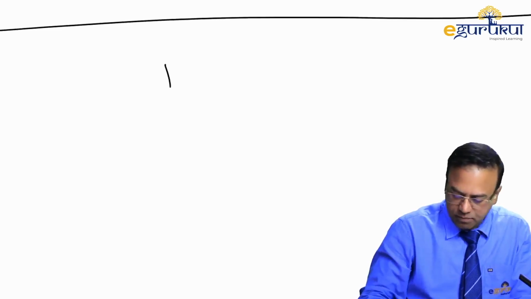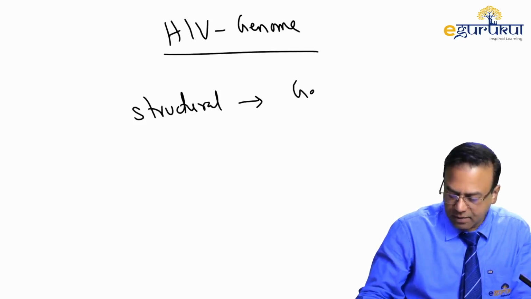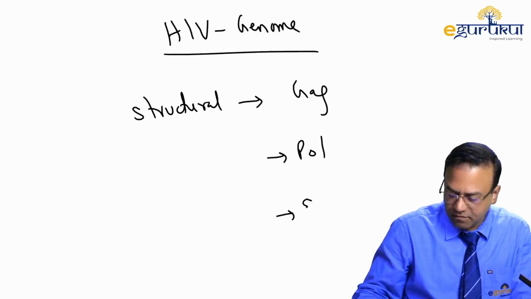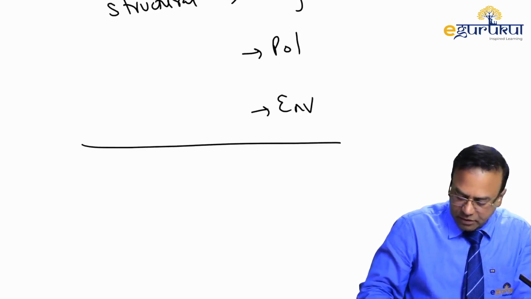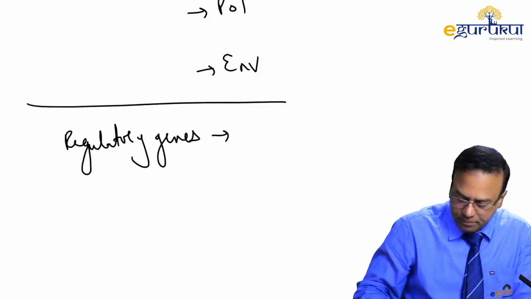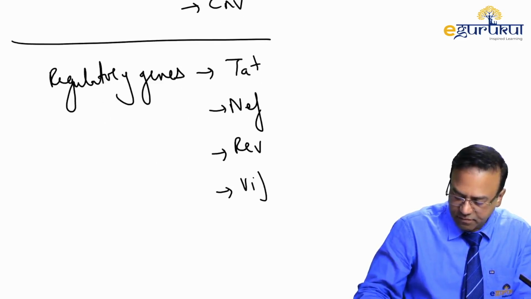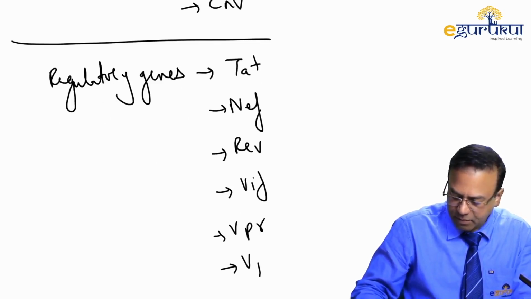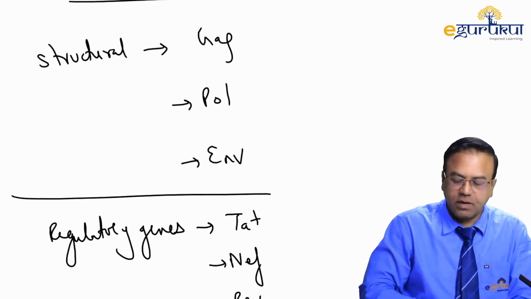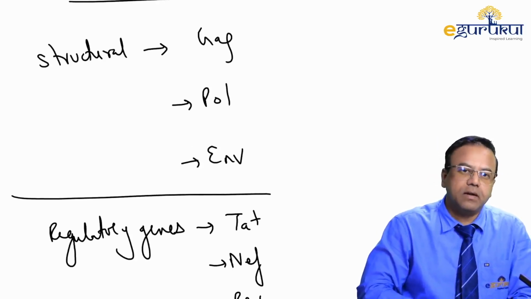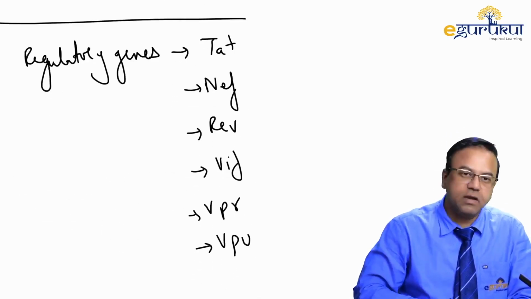If you look at the HIV genome, it has three main structural genes, which are GAG, POL, and ENV. Okay, GAG, POL, envelope, that is ENV. And then you have regulatory genes, which include TAT, NEF, REV, VIF, VPR, and VPU. So these are all referred to as the regulatory genes. So you have the three main structural genes in the genome, and apart from that you have the regulatory genes, which include TAT, NEF, REV, VIF, VPR, and VPU.